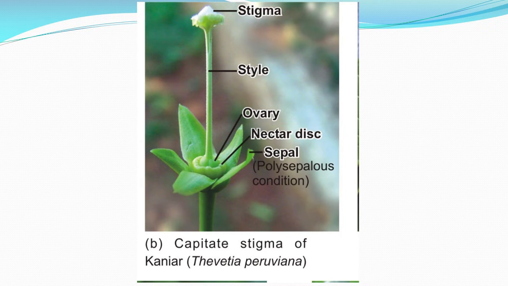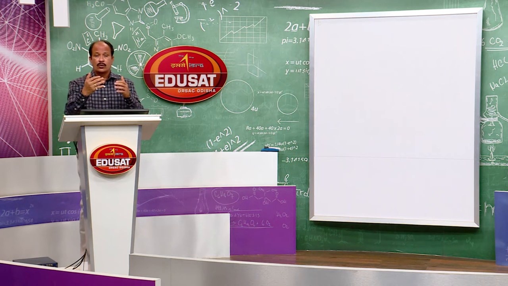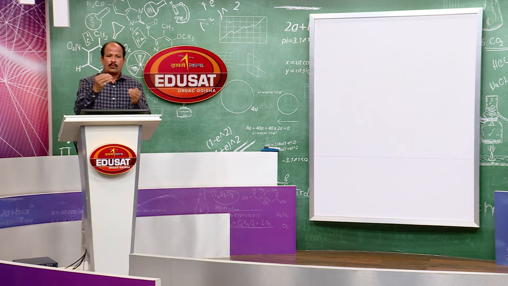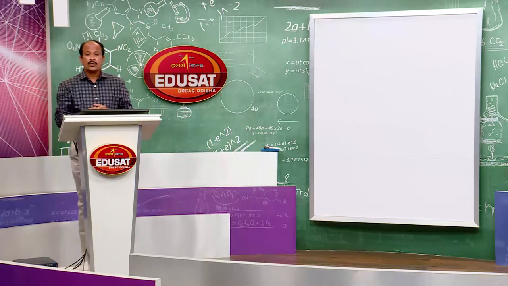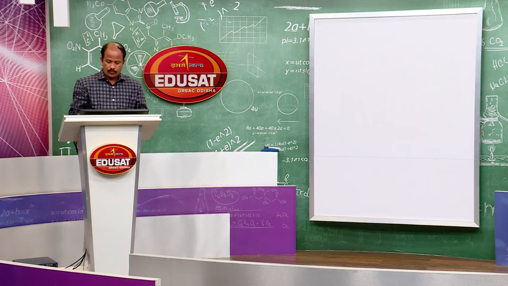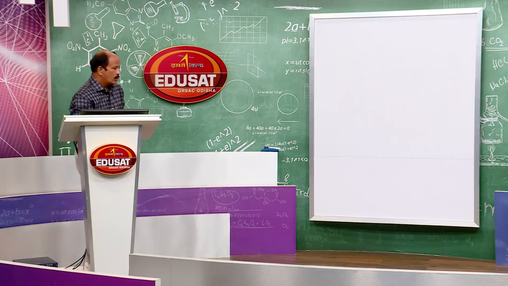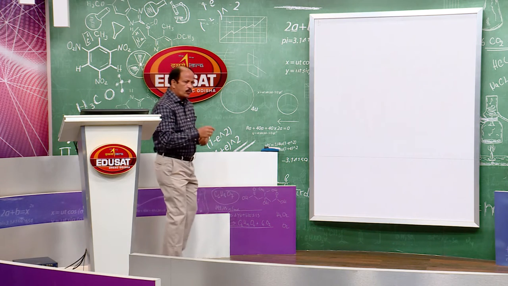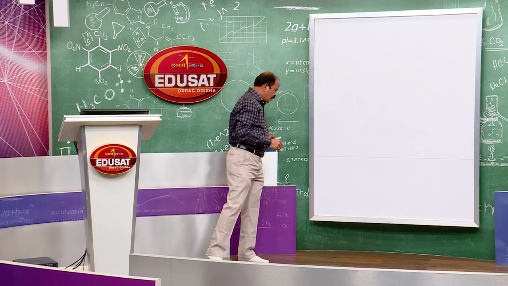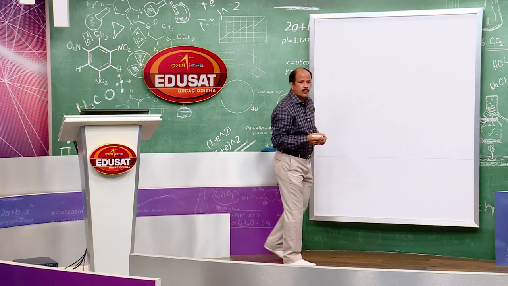So, the number of ovules in each ovary may vary depending on the plant type or species type. Now, the function of the carpel is to house ovules inside the ovary, and as we have seen, an ovary contains ovules. Generally, in angiosperms, the ovule is anatropous type.